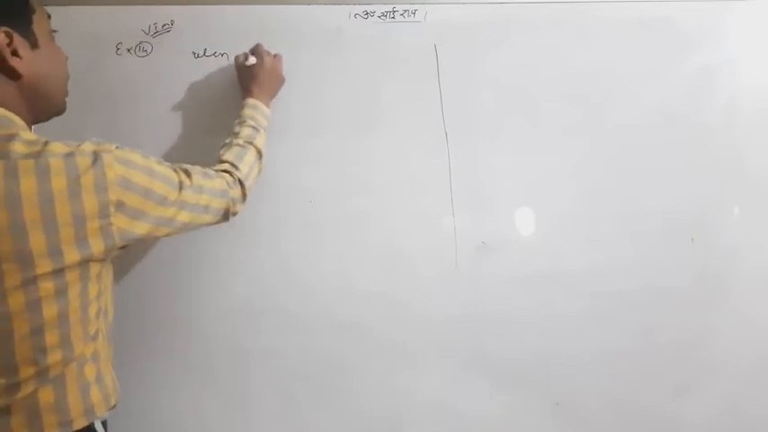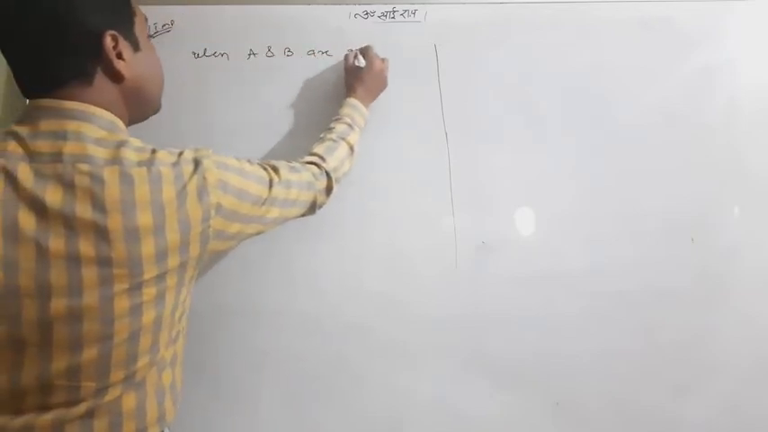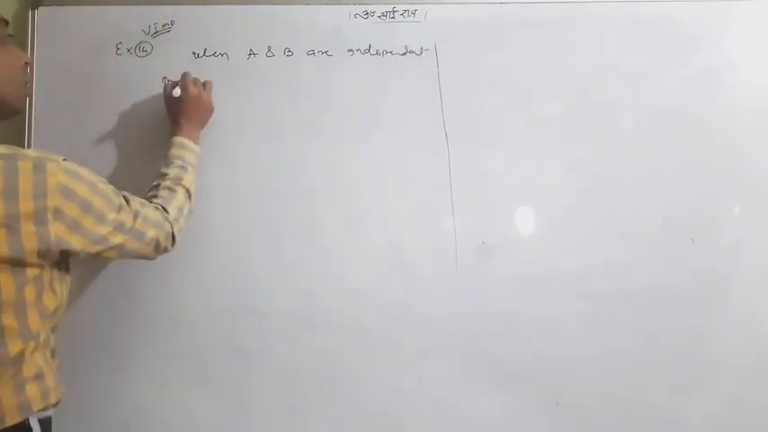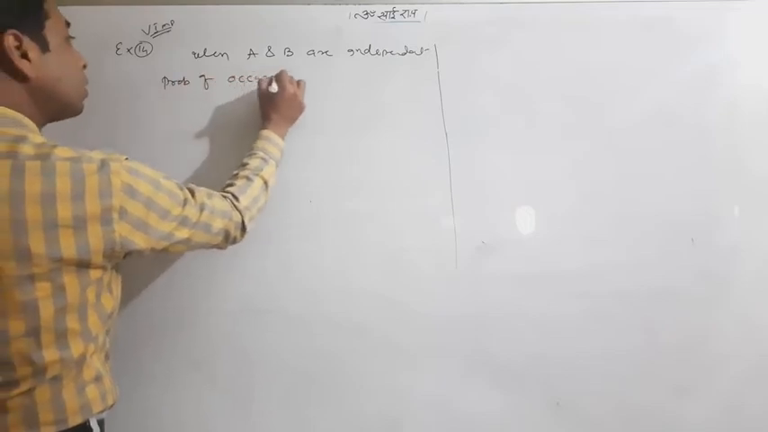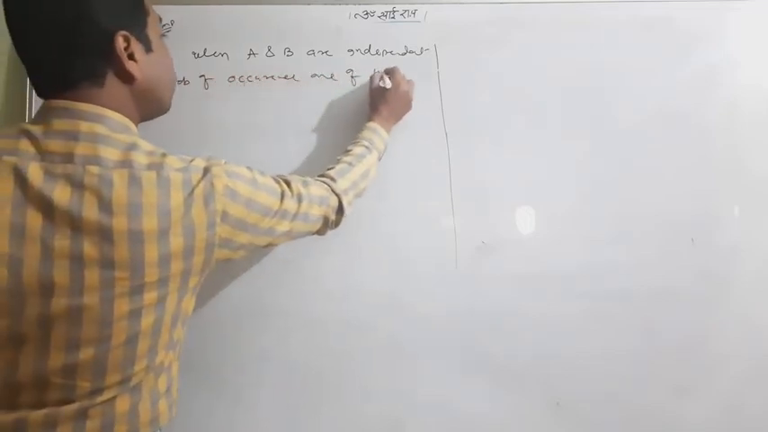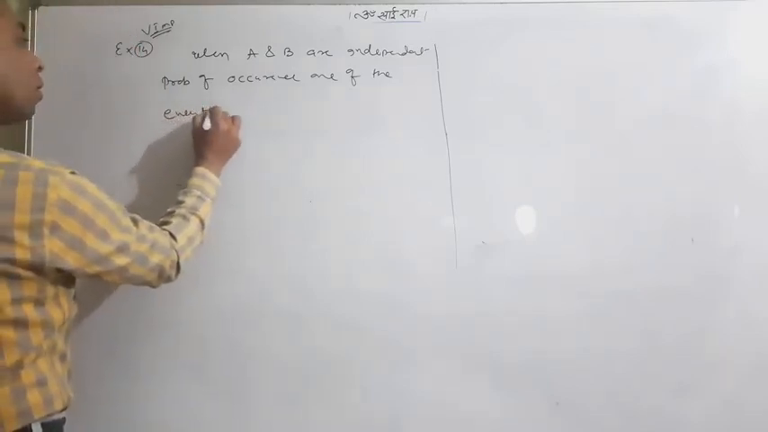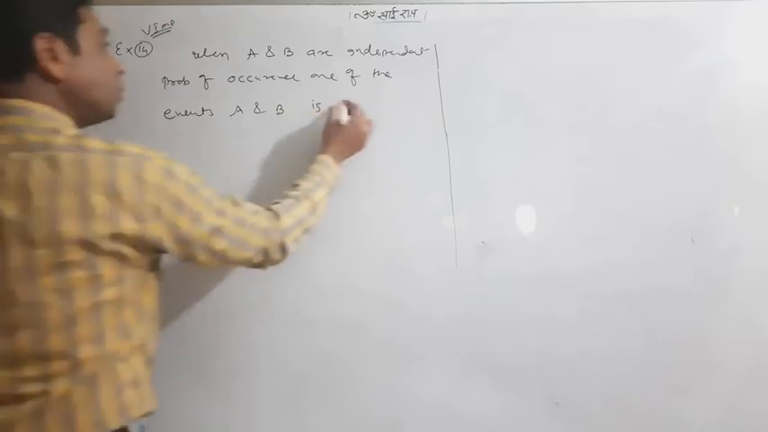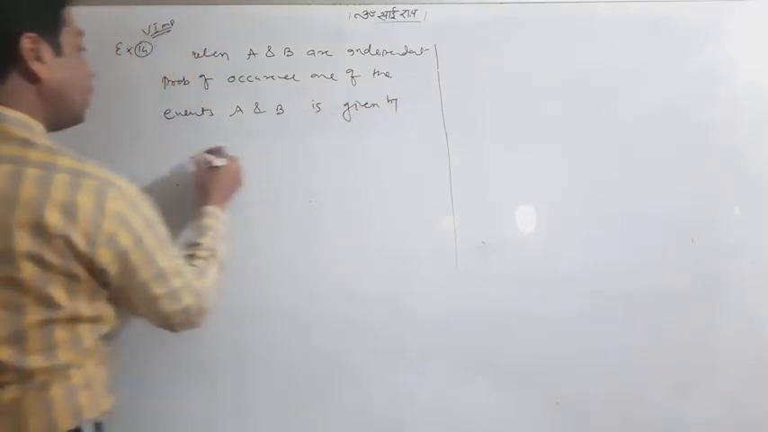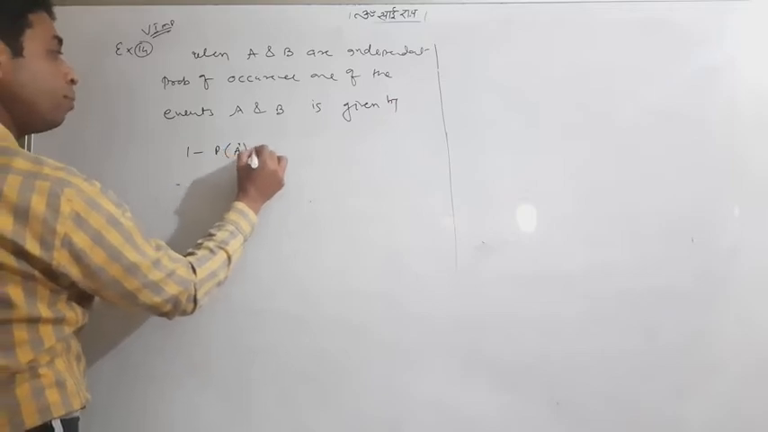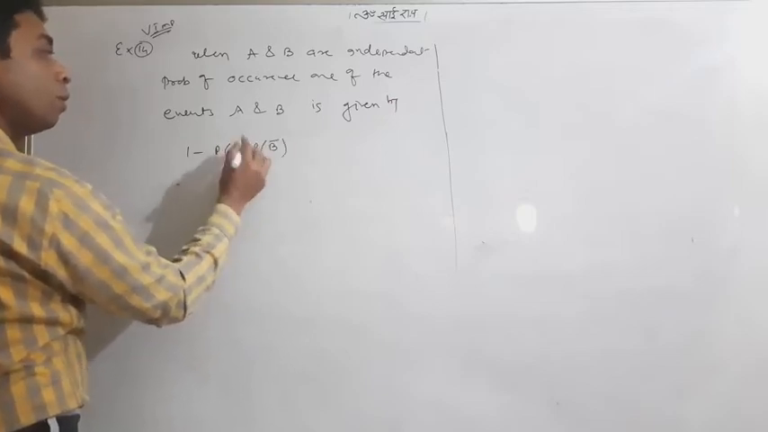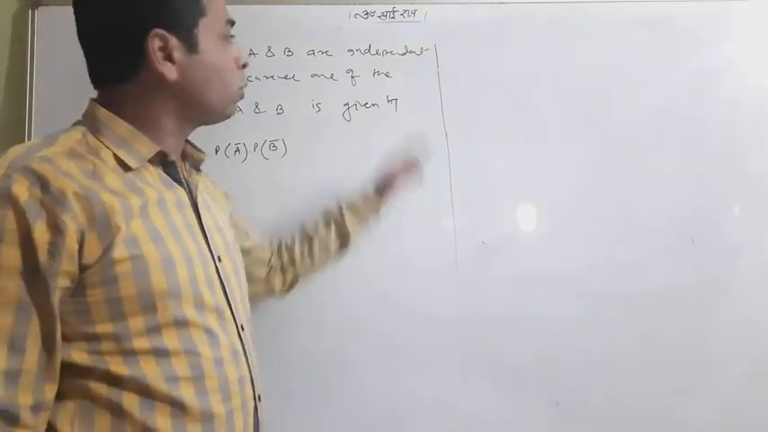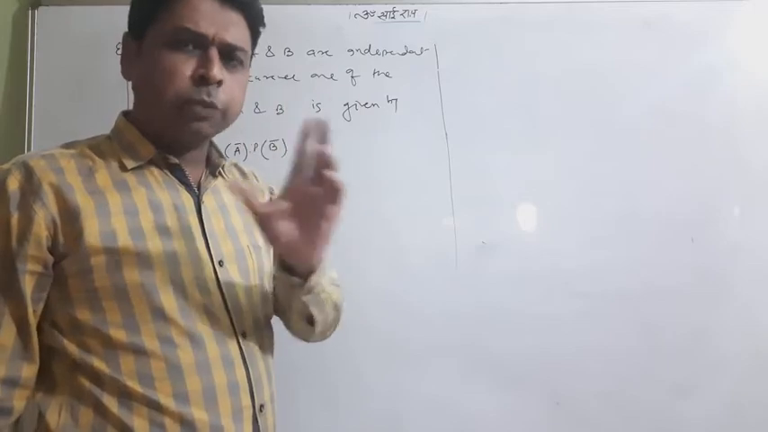When A and B are independent, the probability of occurrence of one of the events A and B is given by 1 minus P of not A, P of not B. Now it looks tough. You can understand that without looking in a book. I have written the whole question because it is very specific.